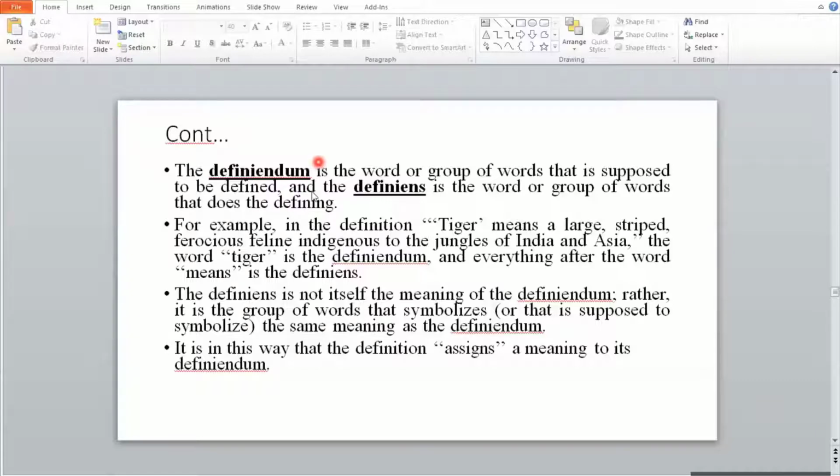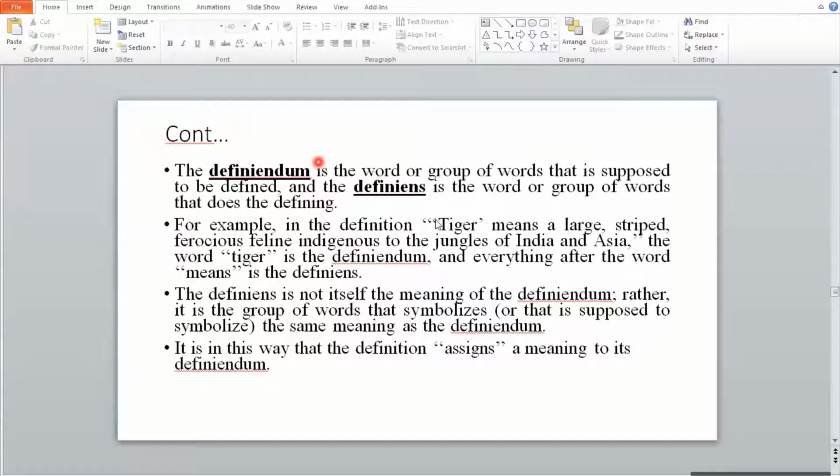It is stuck. So, for example, in the definition of tiger, look here, tiger means a large, striped and fierce fellow indigenous to the jungle of India and Asia. From this definition, this is the definition of tiger. Starting from this up to this is the definition of tiger.